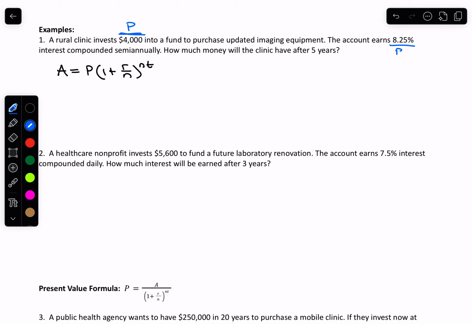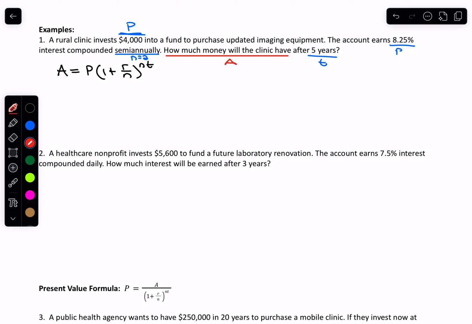The interest is compounded semi-annually, so semi-annually tells us that n is equal to 2. And then it says, how much money will the clinic have after 5 years? So 5 years right here, that's going to be our t value. And when it says how much money will the clinic have, that is our A value. So the only thing we don't have is A, which means all we have to do is take our other values, plug them into the formula, and then type it into a calculator.